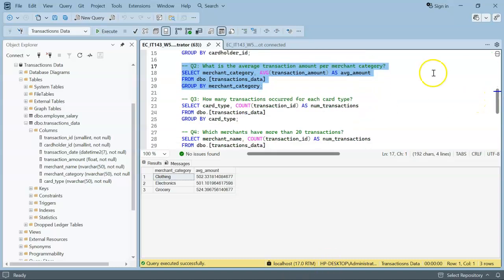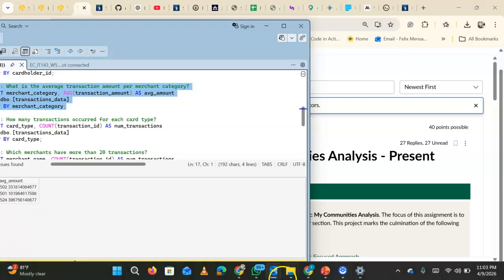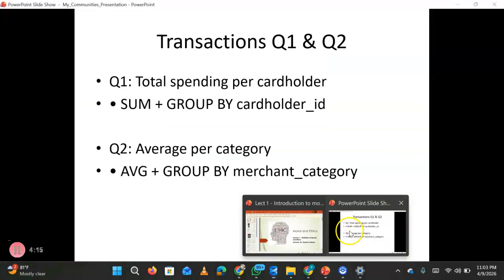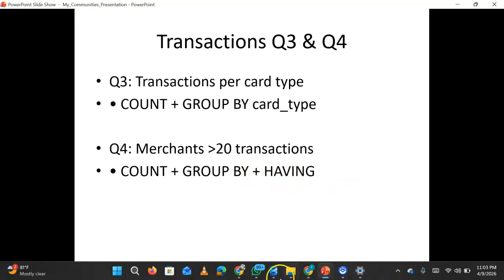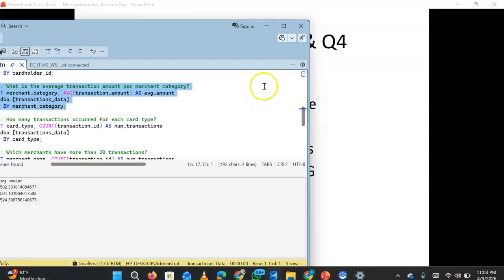Let's go back to the slide to look at the third and fourth questions before we come back. The third question was transactions per card type, and for that we used count and group by card type. The fourth question was merchants with more than 20 transactions. For that one, we use count plus group by plus having. So now let's demonstrate how we did it in SQL.